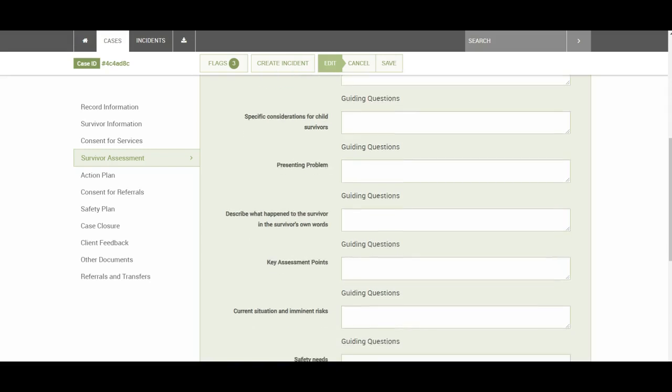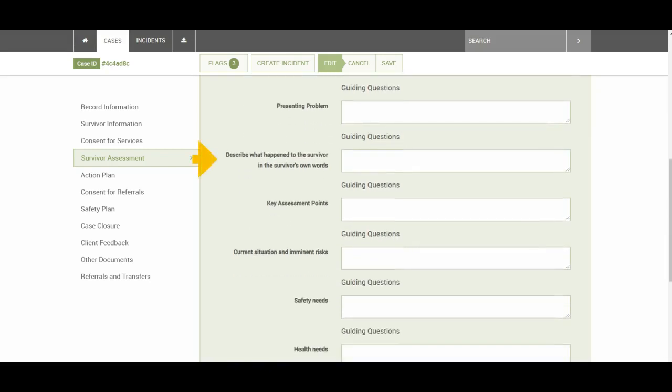You'll need to describe what happened to the survivor in her own words. What is the nature of the violence? When did it occur? What prompted her to seek services? What are her main concerns? What does she want help with?